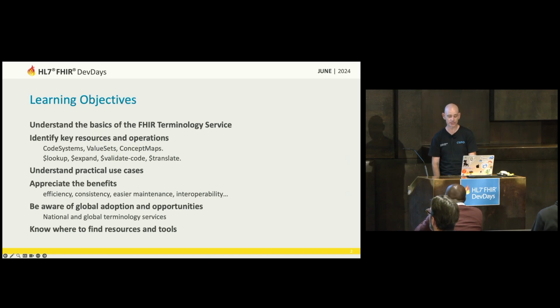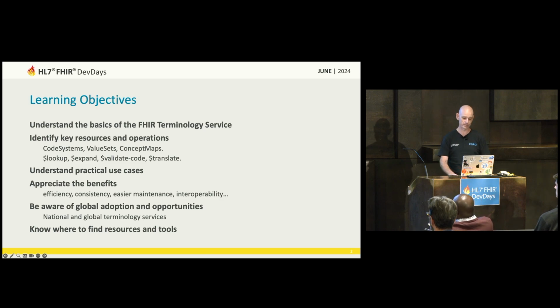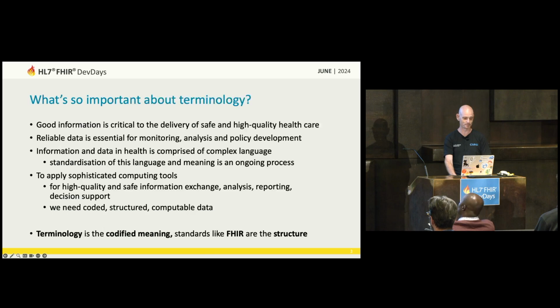For this session, the learning objectives are to introduce you to the basics of the FHIR Terminology Service, what it is, and when you might want to use it. We'll talk through the key resources and key operations that go with those, trying to understand the practical use cases for it and what you might use it for. Appreciate some of the benefits of it and what it actually brings, which is pretty impressive. There are also some global trends to be aware of that I'll try to cover, and finally I'll leave you with some resources to go and look through more.